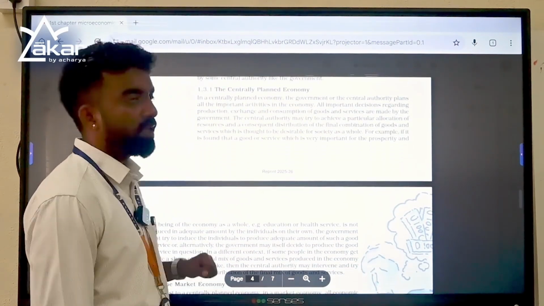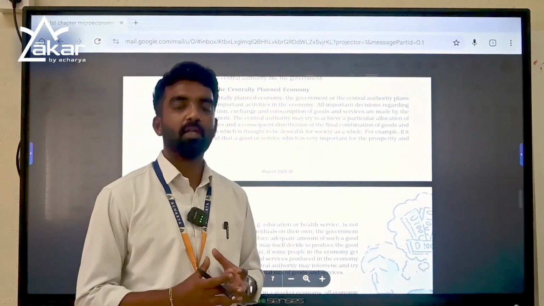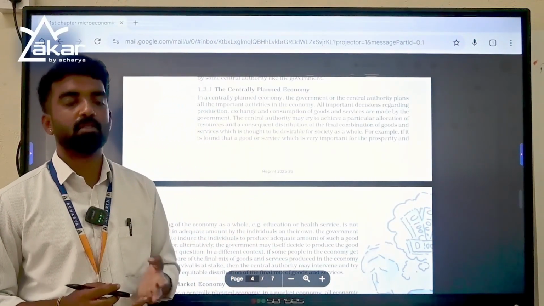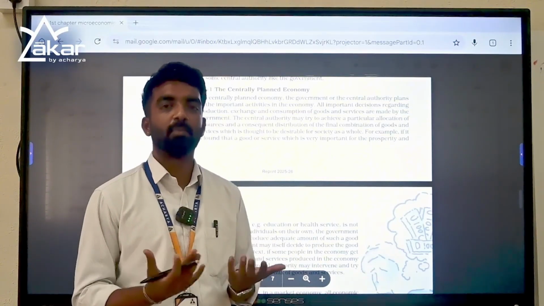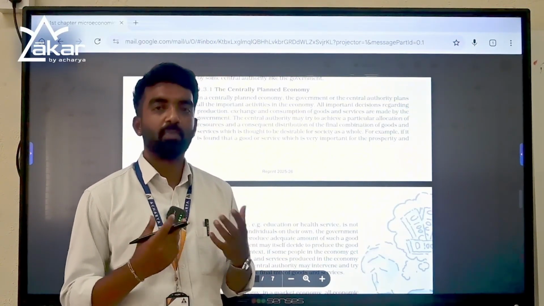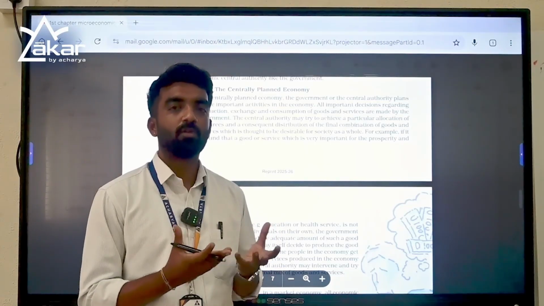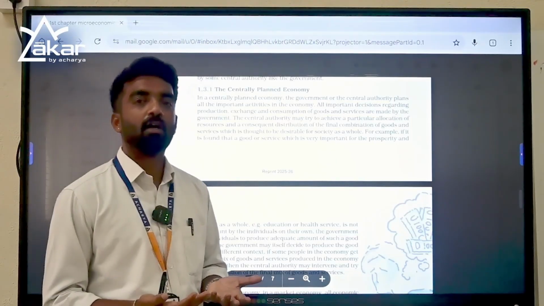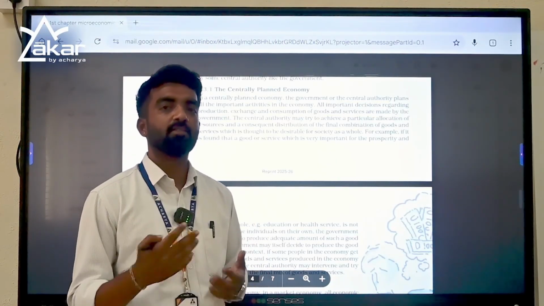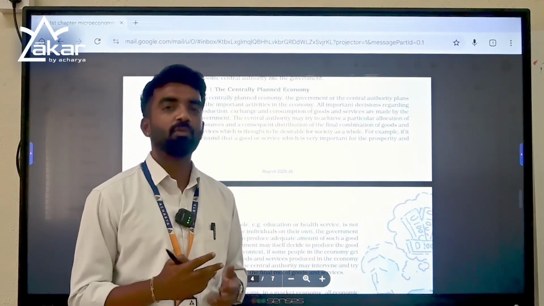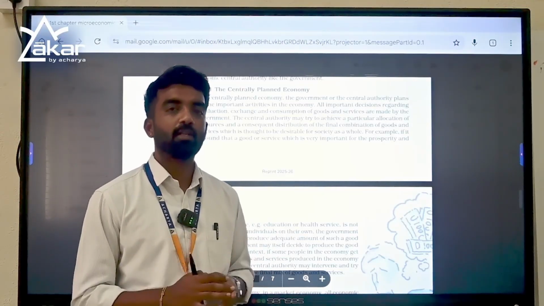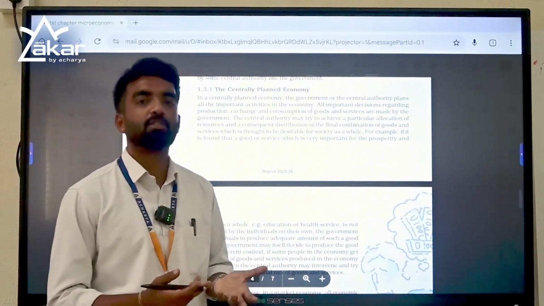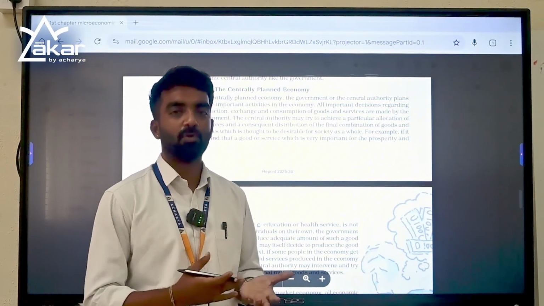Centrally planned means all the resources will be owned by the public or the government. They will decide what to produce, like the limited resources available should be spent on producing what type of good or service, and they will decide how to produce, either capital intensive or labor intensive or a mix of both, to what extent. And for whom to produce, they will decide how to distribute the goods and services produced.